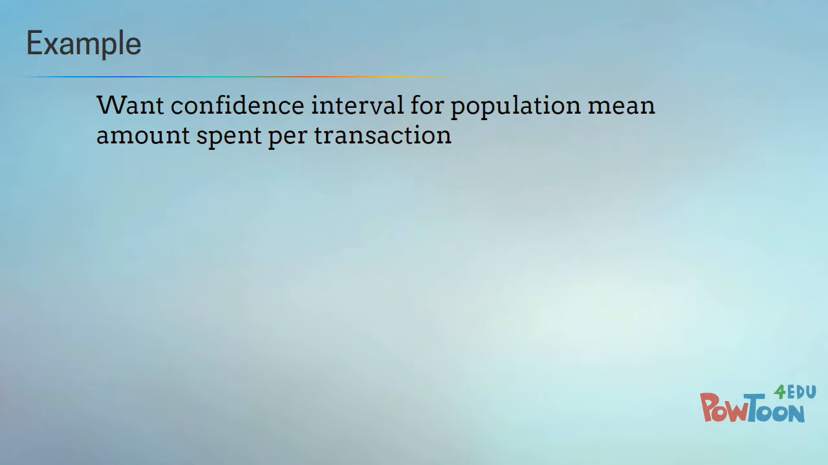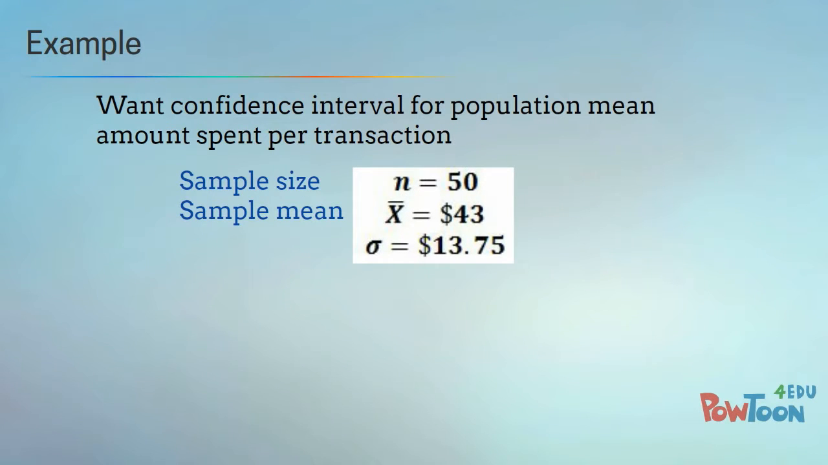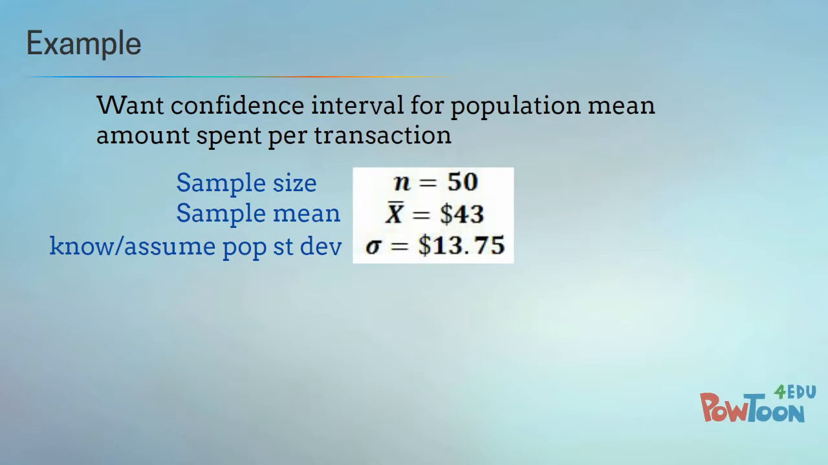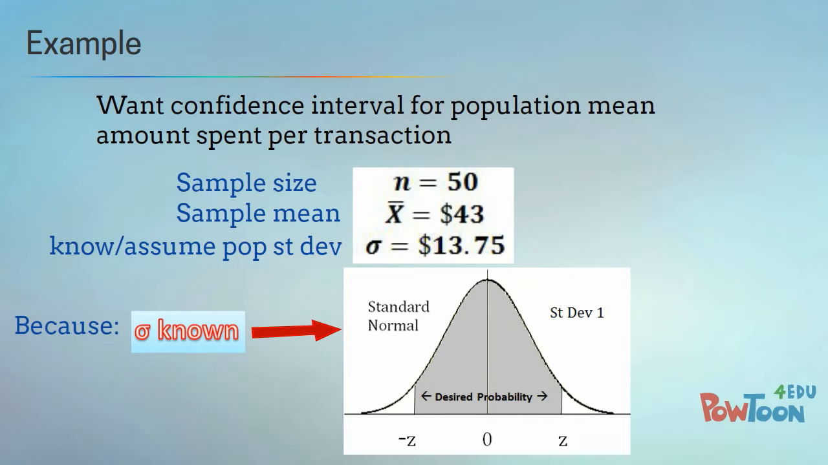For example, suppose we want a confidence interval for the population mean amount of money a customer spends in a single transaction. We have a sample of size n equals 50 customers and have found the sample mean is x bar equal to $43. Also suppose that we know or are told to assume that the population standard deviation of the amount spent is sigma equals $13.75. Because we know sigma, we find the z-score on the standard normal, for which the desired probability is between the z-score and its negative. This can be done using a normal table or a normal distribution calculator.